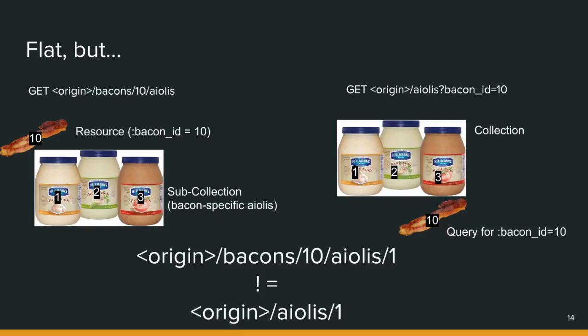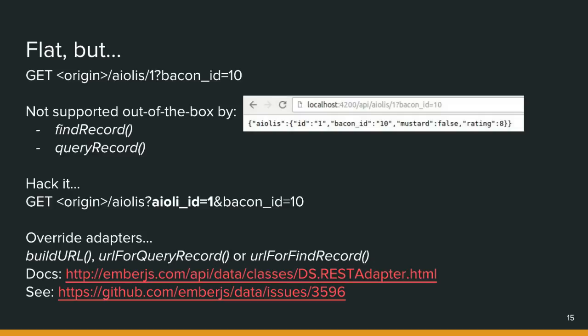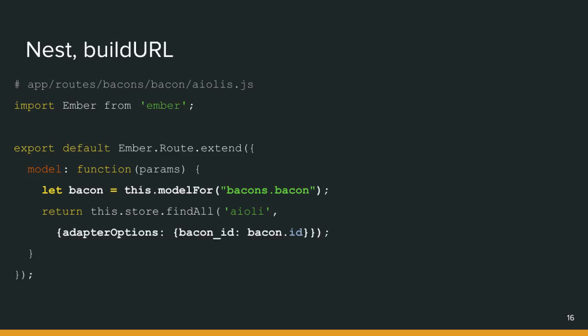If I'm talking about aiolis with the bacon query parameter, I am saying I have a collection of aiolis, and I'm going to query for whichever ones are associated with bacon 10, whichever ones are associated with bacon 11. Subtle, but it can be important. The other but is if you wanted to try and do clever things like put query params directly on resources, I was not able to find a way of doing that out of the box. You have to modify find record, query record, or you can hack it and construct some sort of monstrosity of a REST endpoint with adding additional query parameters. So that's flat. That's the happy path.